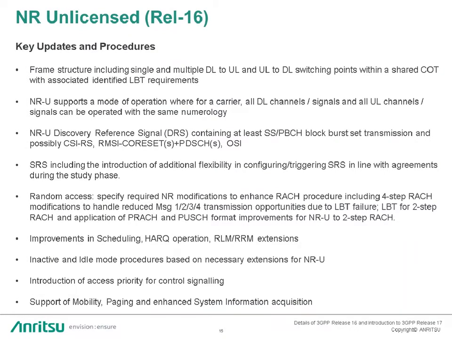Access priority has been introduced for control signaling. So, for example, if there is LTE along with NR unlicensed, then which is a higher priority, LTE signaling or NR unlicensed? So all these signaling radio bearer priorities have been introduced. Also support of mobility, paging and enhanced system information acquisition in NR unlicensed gNodeB has been introduced.